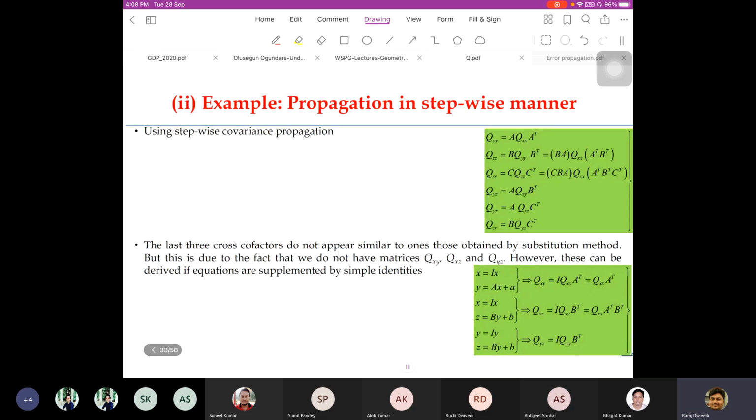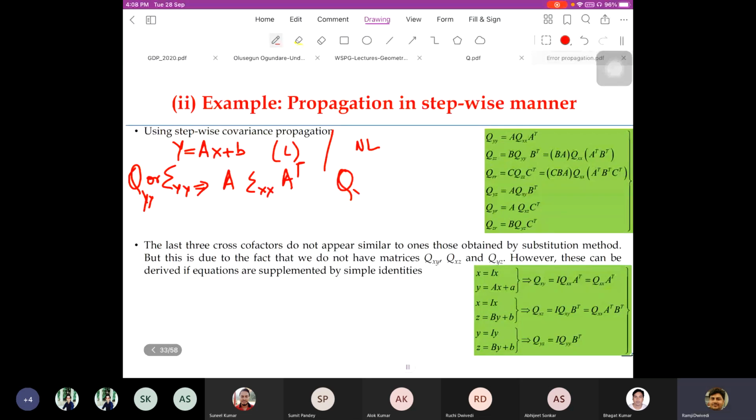Then you have the propagation in a stepwise manner, again an extension of the previous example, so you can quickly go through it, but the basic is always the same. You should always remember that y is equal to Ax plus b is given and it is a linear model. You will write Q YY as A sigma XX A transpose. If it is non-linear, you will write Q YY or sigma YY as Jacobian sigma XX Jacobian transpose.